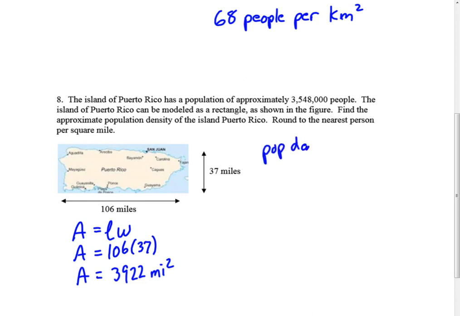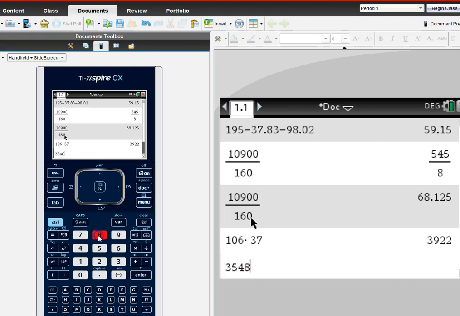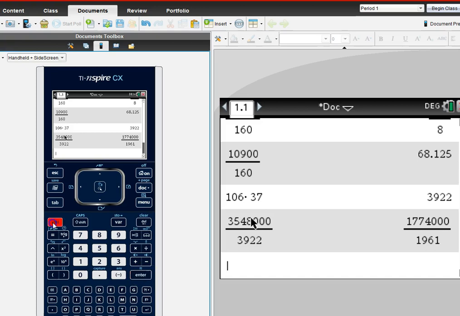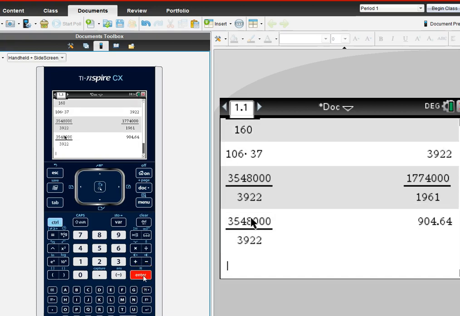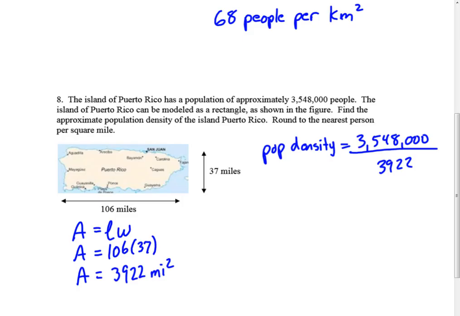And so the population density would be the number of people divided by the area. So 3,548,000 divided by 3,922 is 904.64, and to the nearest person, 905 persons per square mile.